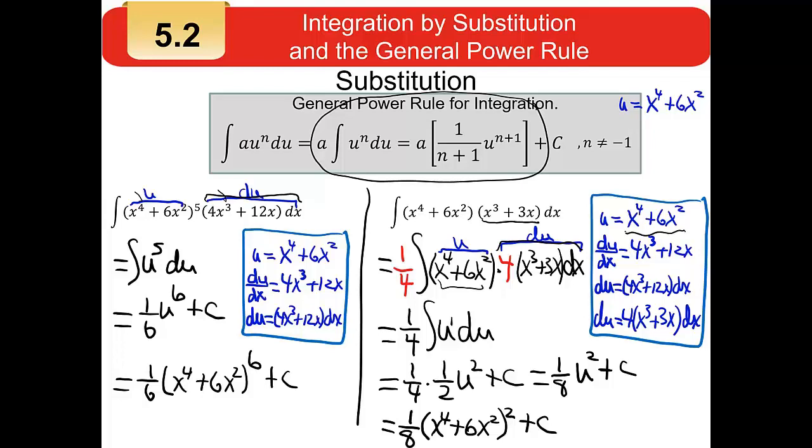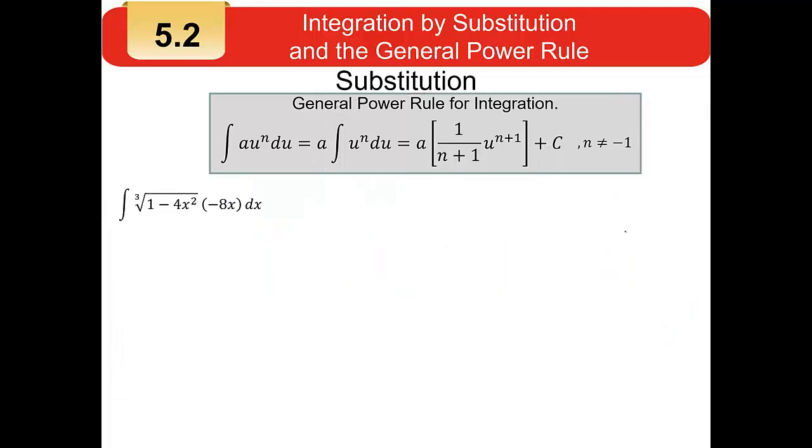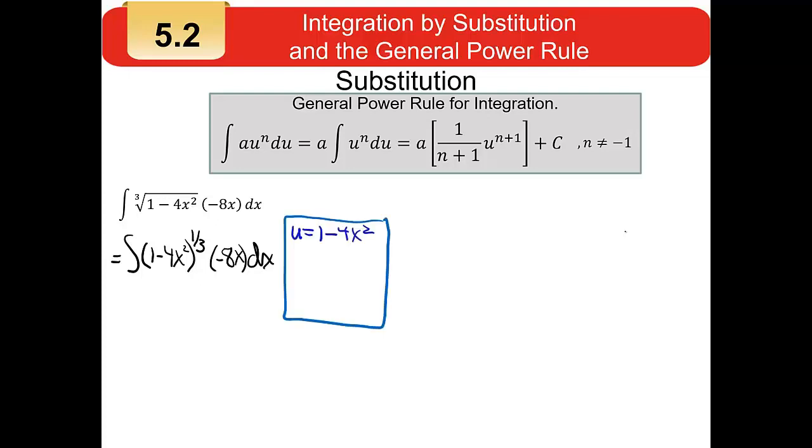Again, practice makes perfect. How about this? We've got a radical in there. Well, a cube root is a 1/3 power, so I know I have to do that with these integrals. So I changed the cube root to a 1/3 power, and now I'm back on my same routine. I know what I'm going to try for u. I'm going to let u be the base of the 1/3 power. So it's going to be 1 minus 4x squared.